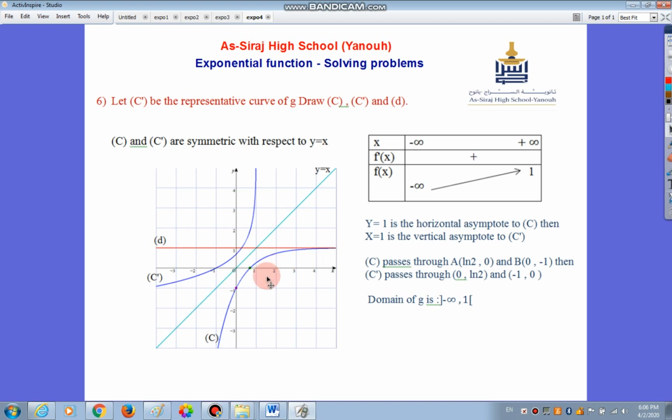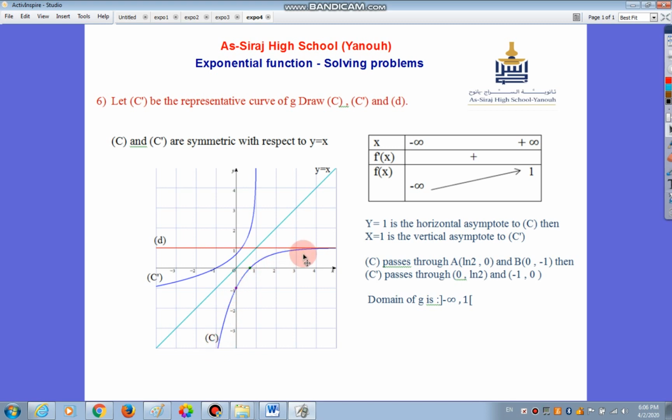Two particular points, A and B, belong to the curve C. C passes through A, which is ln 2, 0, and it passes through B, which is 0, minus 1. And they are located here. This is A and this is B. So I can graph our function f.